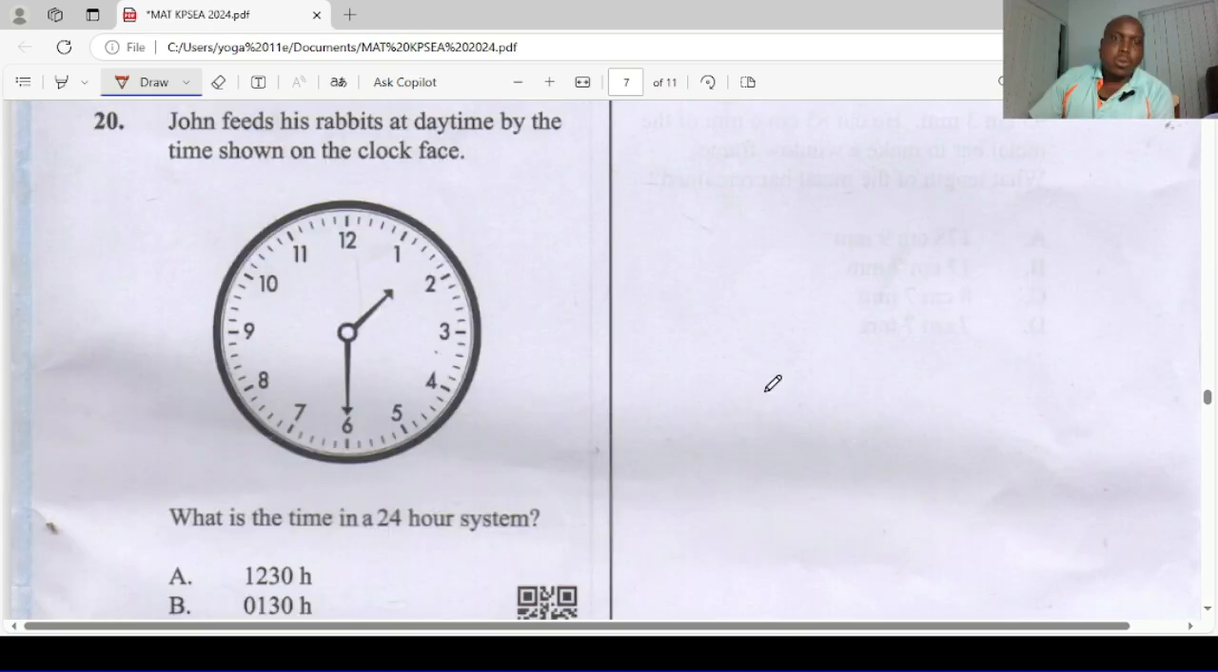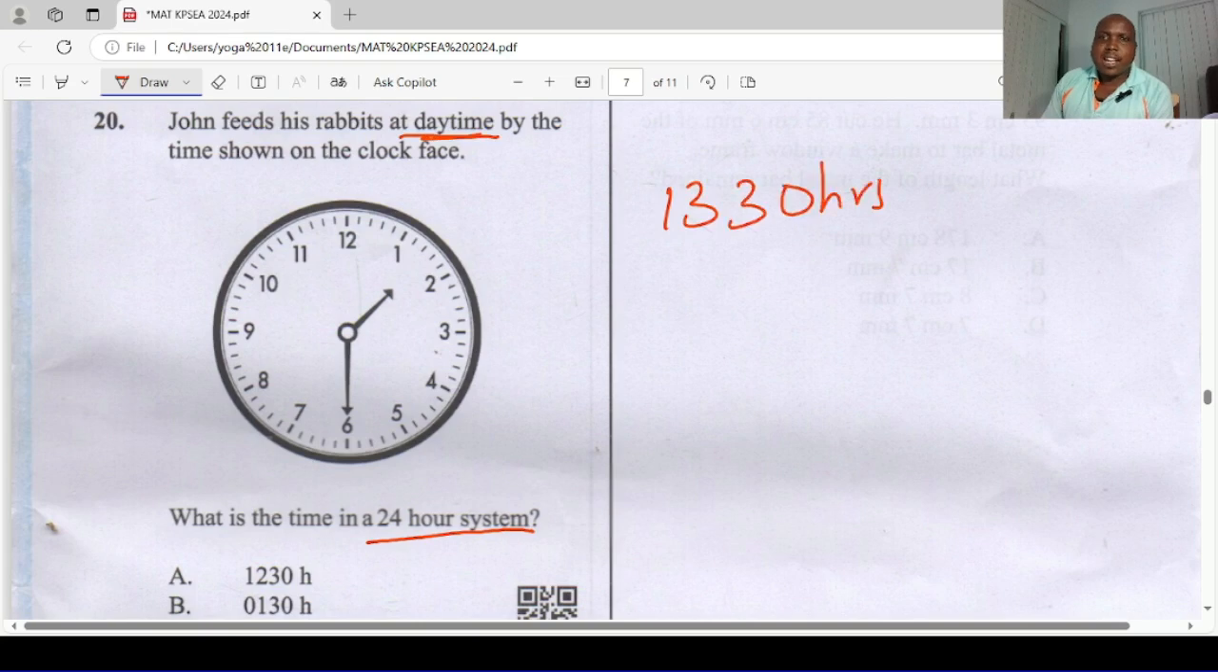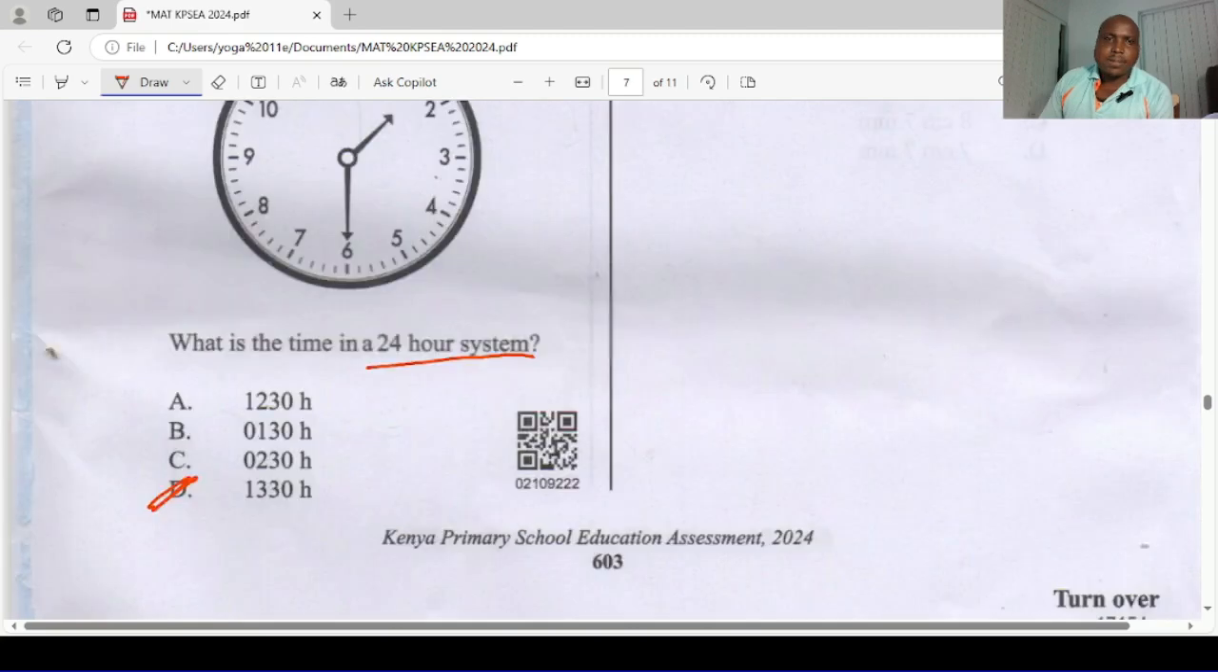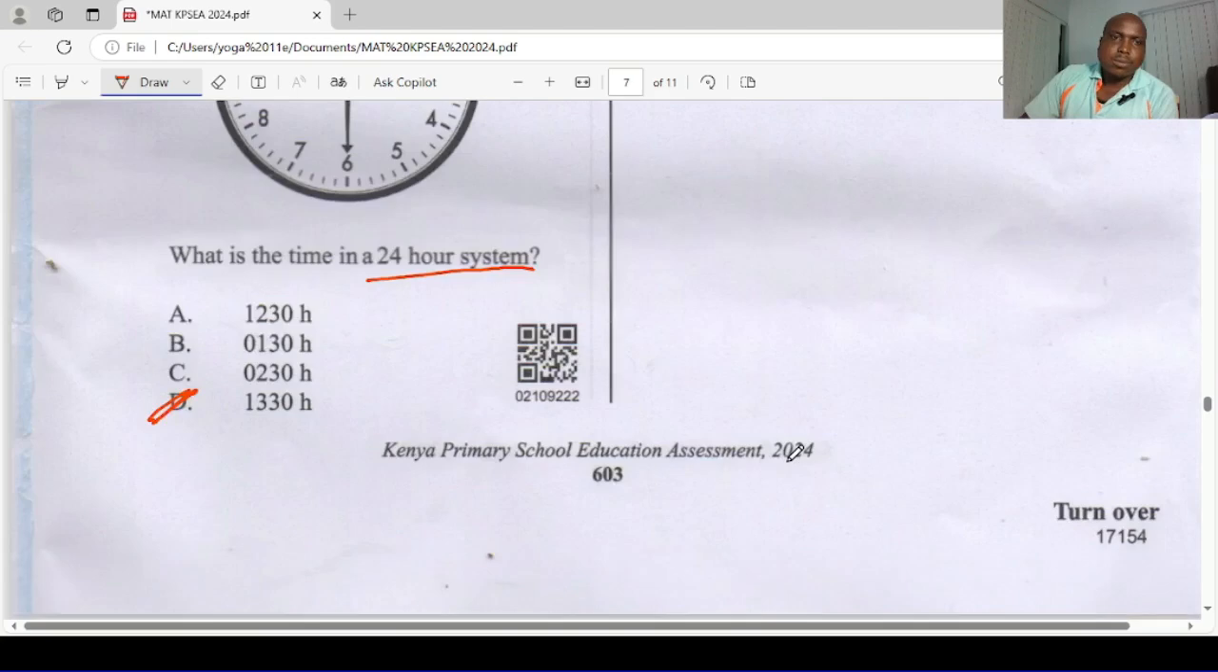What is the time in the 24 hour clock system? It was daytime. The time here is 7:30. 7:30 during the day is 13:30 hours. If it were night, this would be correct for night.